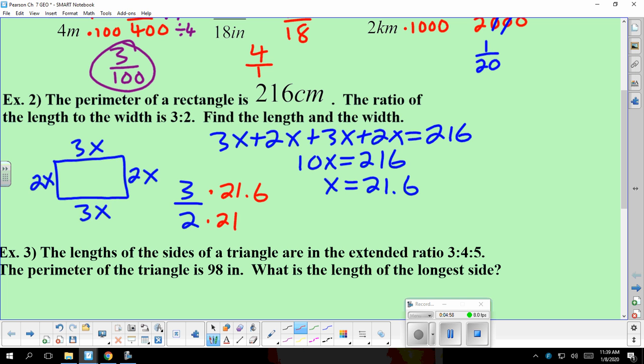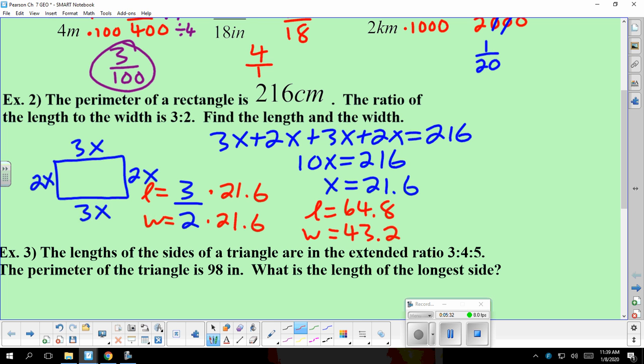And that will give me the length on top, 3 times 21.6. I have a length of 64.8. And my width, 2 times 21.6, 43.2.